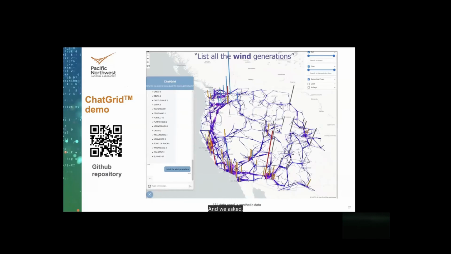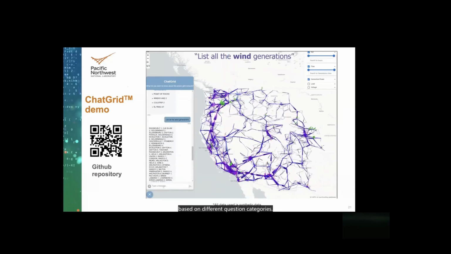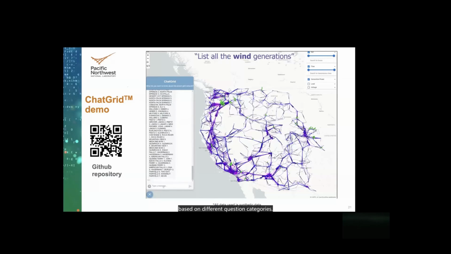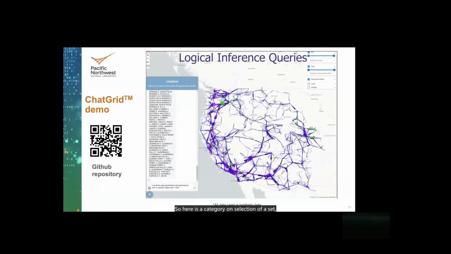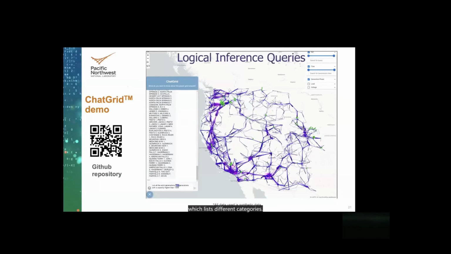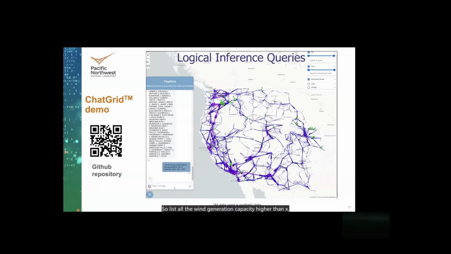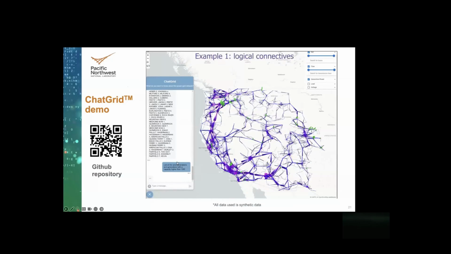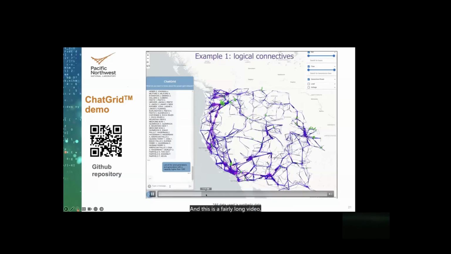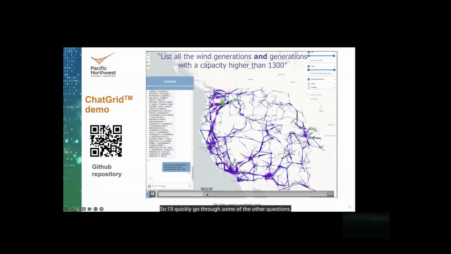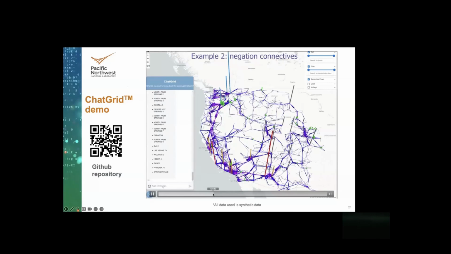We ran through a bunch of different questions based on different question categories. Here is a category on selection of a set, which is list different categories. Now this is a logical inference query: list all the wind generation capacity higher than XYZ. This is a fairly long video, about 4 minutes or so, so I'll quickly go through some of the other questions.